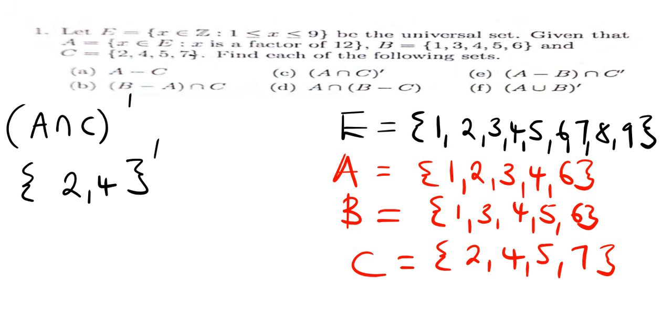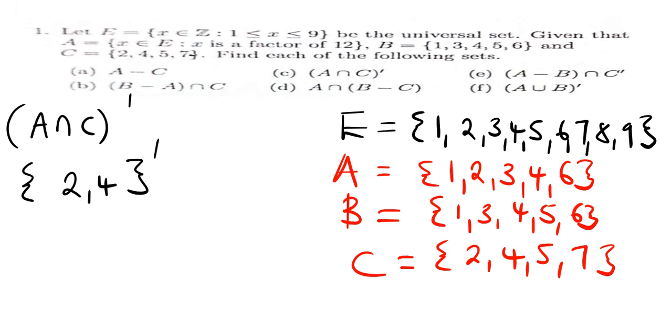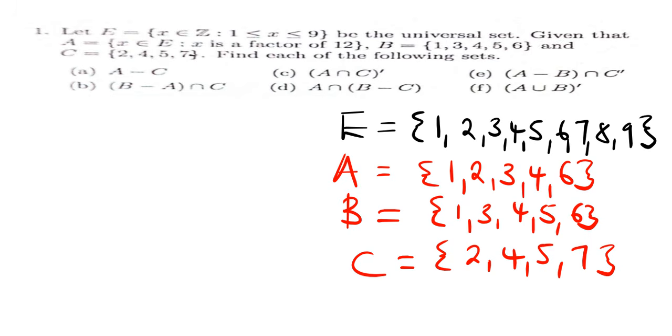Okay, then there's a complement. You're trying to find the complement of that. So it means you are going to go back to your universal set. From the universal set, all the elements that are not 2 and 4 will be your final answer. So in this case, we're talking about 1, 3, 5, 6, 7, 8, 9. Okay, so basically that. So that's how we solve these equations.